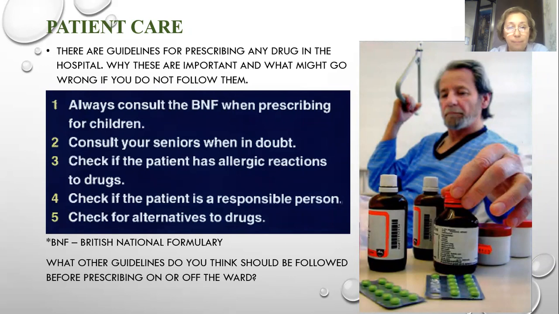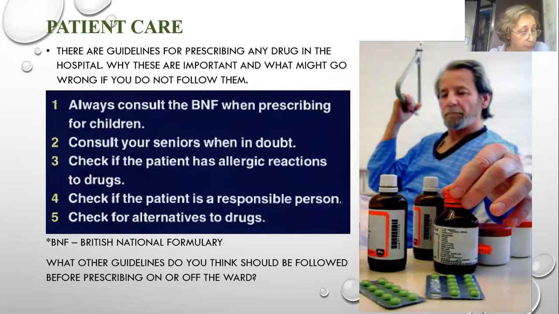Always consult the BNF when prescribing for children. Yes, and you see that BNF, this is British National Formulary. So why is it important to follow this guideline? Ma'am, because they should not mistakenly take wrong medicines. They should always consult the doctor or some people who know about the medicines, and they'll prescribe correctly for the patient. And you should also remember about the dosage. They should not overdose, this may give some side effects.